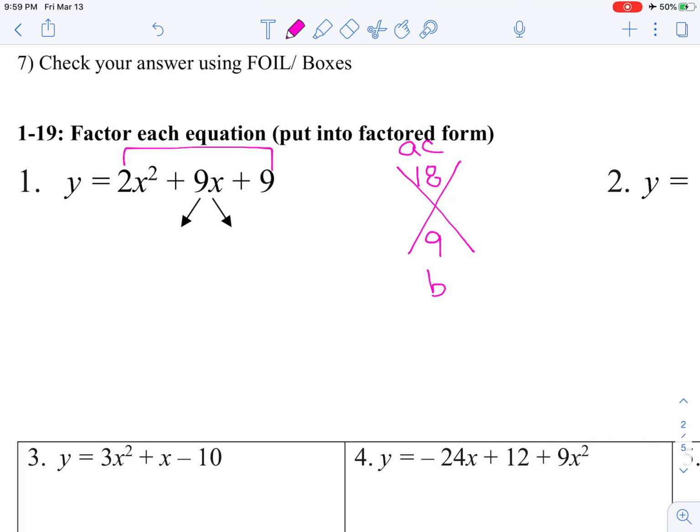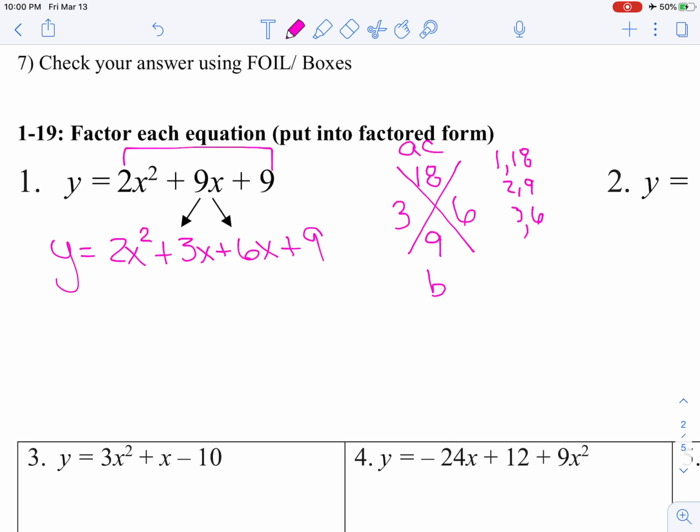So what are the factors of 18 that add to 9? So we have 1 and 18, 2 and 9, 3 and 6. Oh, look at that, 3 and 6. Those add too. So what I'm going to do is I'm going to take this same thing. I'm going to take 2x squared. I'm going to get rid of that 9x and replace it with 3x plus 6x. And then I'm going to have my 9. All I did was replace this 9x with these two. That's all I've done.